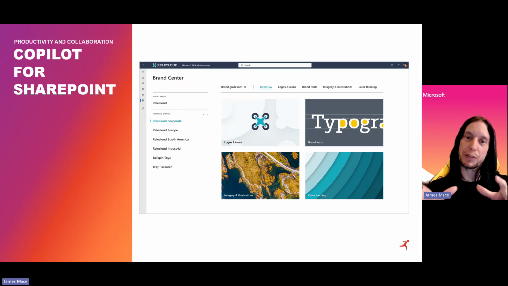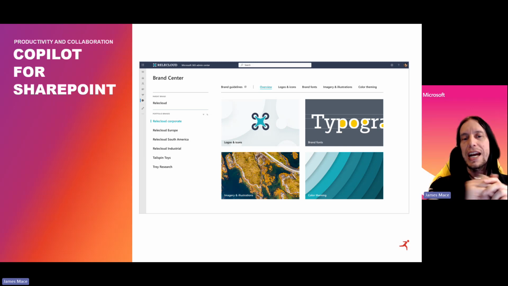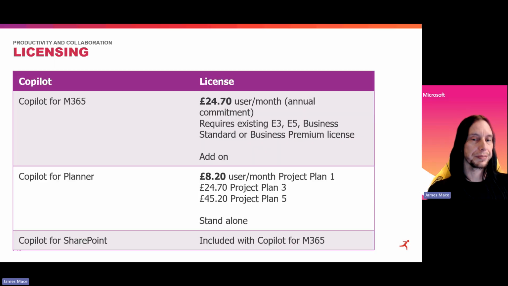And lastly, but not least, one of the key things that I think will really help drive using Copilot within SharePoint to create pages, edit pages, and do all that kind of stuff is the Brand Center. In the Brand Center, you can have different portfolios, maybe by region or by market or whatever it is. This is where you can store your logos and your fonts and your themes and imagery and all that kind of great stuff. And then, of course, Copilot can take advantage of it.